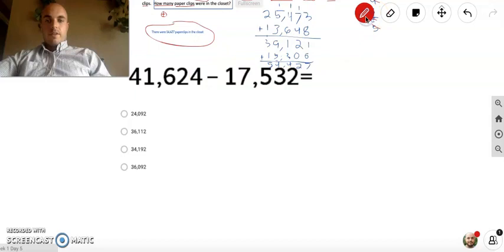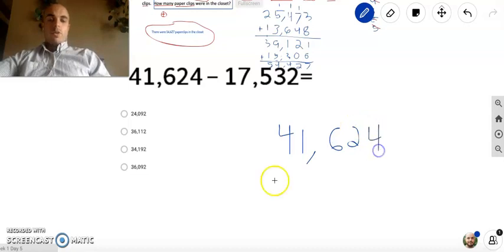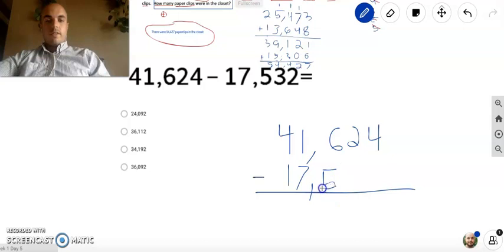So I have a subtraction here, 41,624 minus 17,532. So I'm going to take, let's do my blue, 41,624, and I'm writing this vertically. And what's important with subtraction when writing it vertically is to make sure that your larger number goes on top. 17,532. So 4 minus 2 being 2. 2 minus 3 I can't do, so I actually have to borrow.